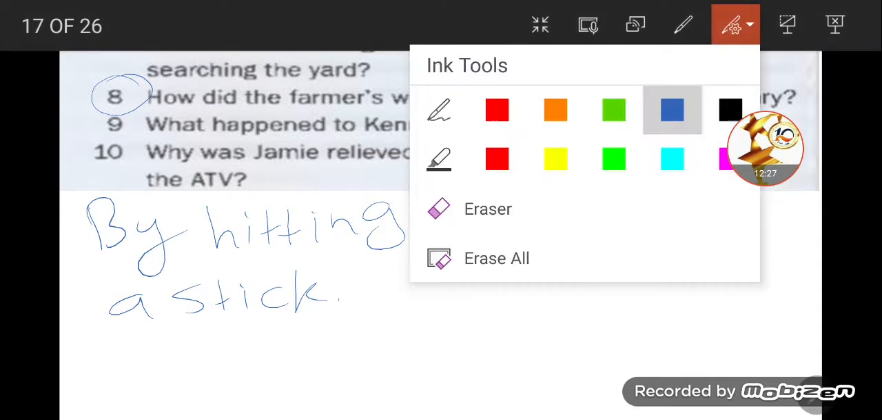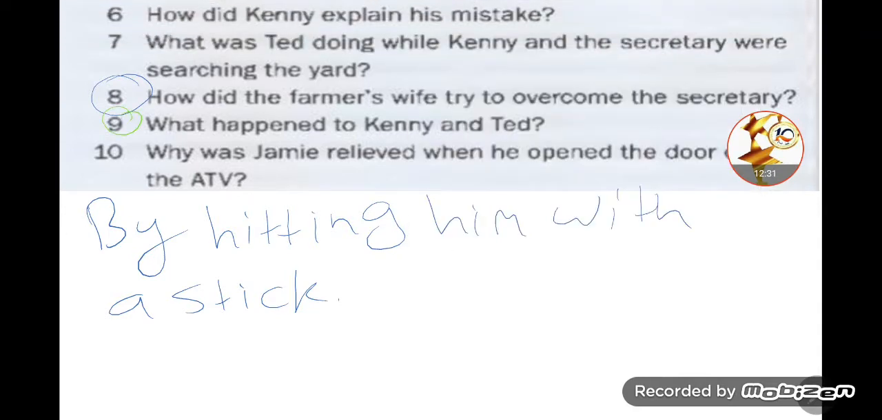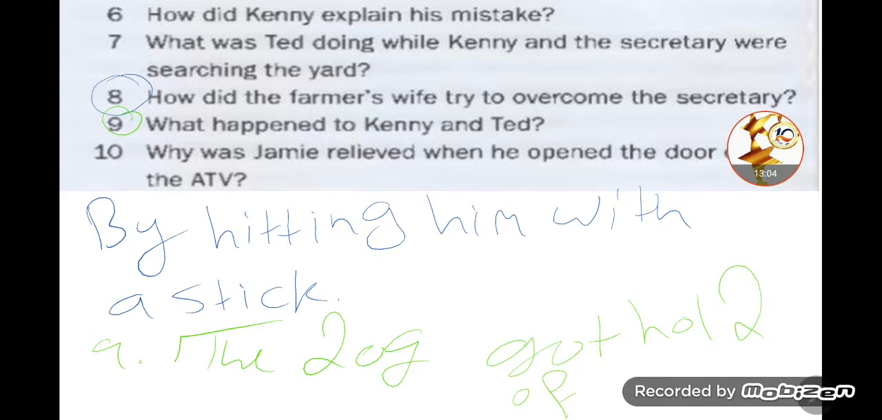Let's move to number 9. It asks: what happened to Kenny and Ted? While the wife was hitting the secretary, what happened to Kenny and Ted? Of course, for both of them, the dog got hold of them. The dog got around them and tried to attack them.